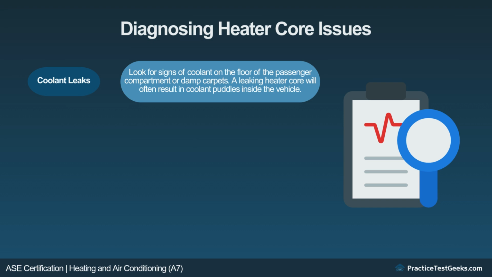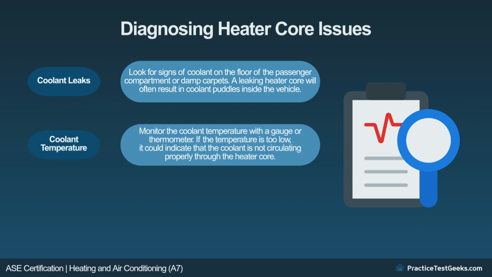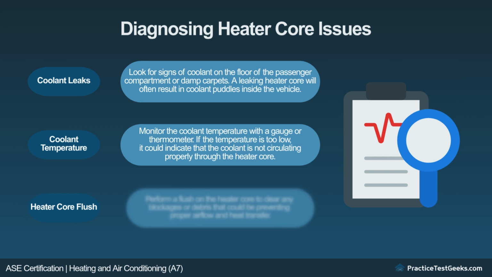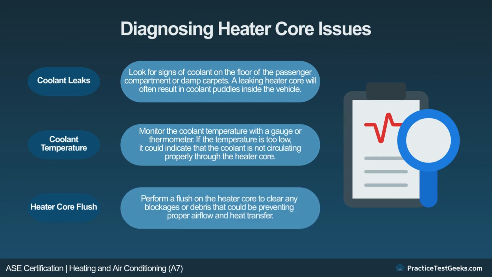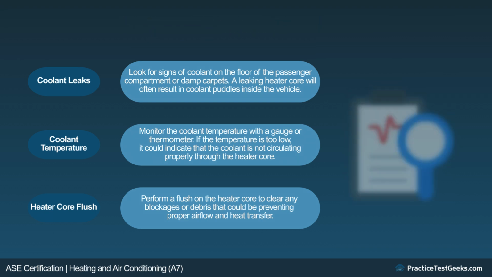Look for signs of coolant on the floor of the passenger compartment or damp carpets. A leaking heater core will often result in coolant puddles inside the vehicle. Coolant temperature. Monitor the coolant temperature with a gauge or thermometer. If the temperature is too low, it could indicate that the coolant is not circulating properly through the heater core. Heater core flush. Perform a flush on the heater core to clear any blockages or debris that could be preventing proper airflow and heat transfer.